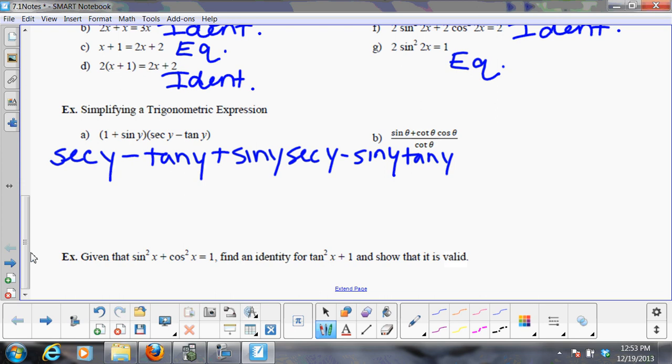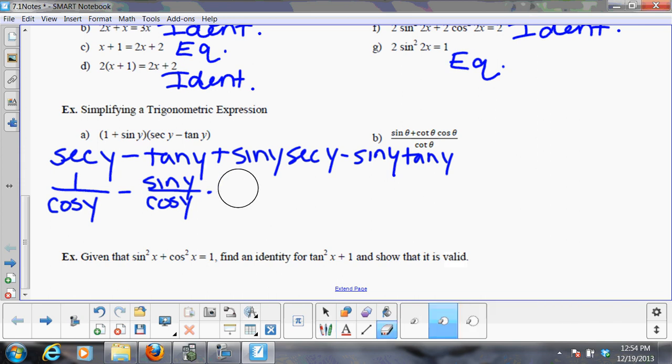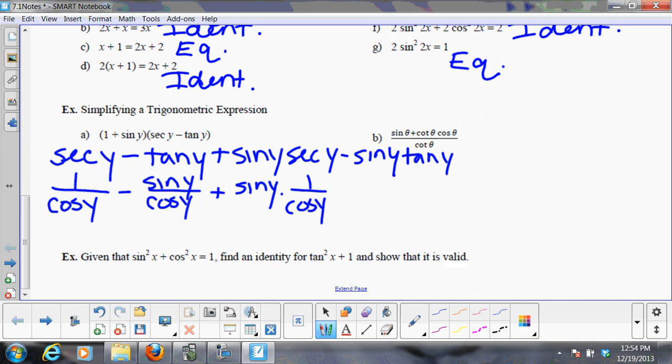I'm going to have to erase some of that so I can do B. There are some things that we can change, such as the sine and the secant and things like that. We can get them so that they are all the same denominator. Secant is 1 over cosine. Tan is sine over cosine. Then we have times sine y. Oh, oops, no we don't. Sorry, plus sign there. Plus sine y times secant, 1 over cosine y. Minus, we have sine y times sine y over cosine y.